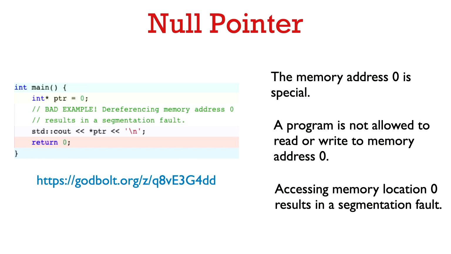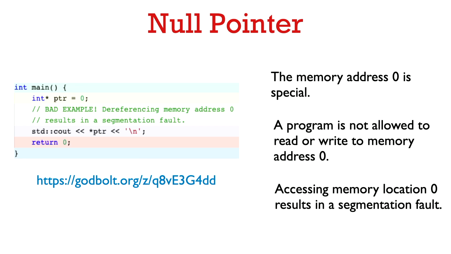Now let me say something about null pointers. The memory address 0 is special. We're not allowed to access memory address 0. This little code snippet tries to read from memory address 0. We initialize pointer to have the value 0, and then we try to dereference that pointer. This results in something called a segmentation fault. The code compiles, it's not going to warn you about it, but we get this segmentation fault.